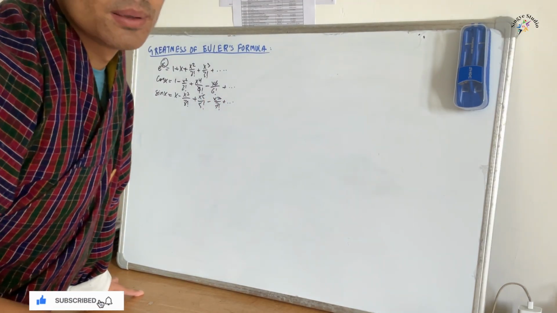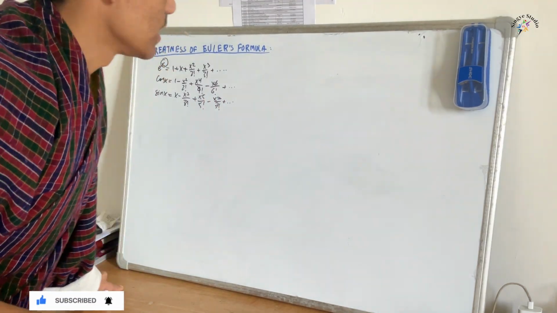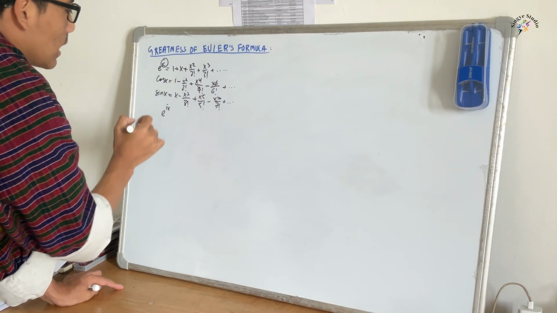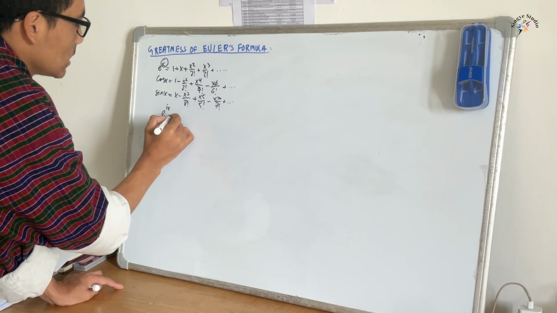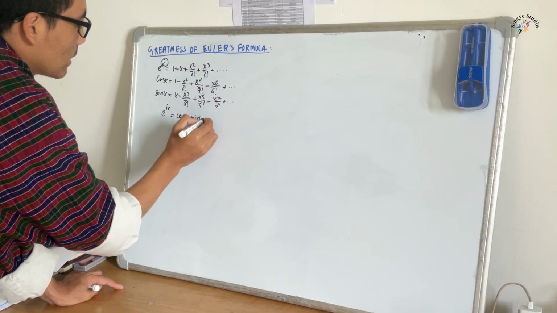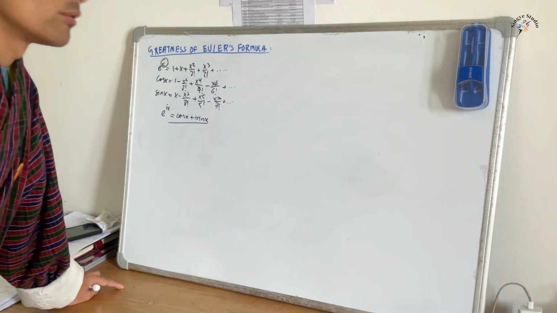And the beauty of Euler's formula is that if you raise e with respect to ix, then this equals cosine x plus i sin x, okay? And it is a very profound result.